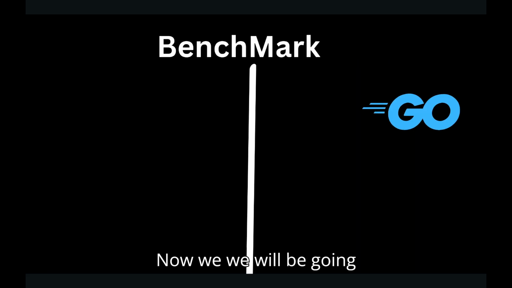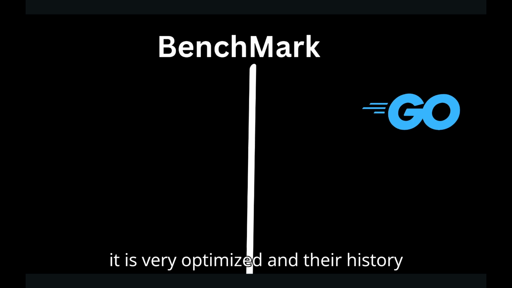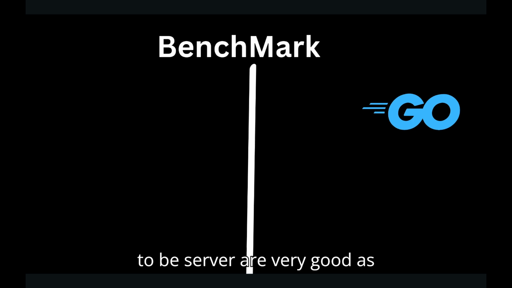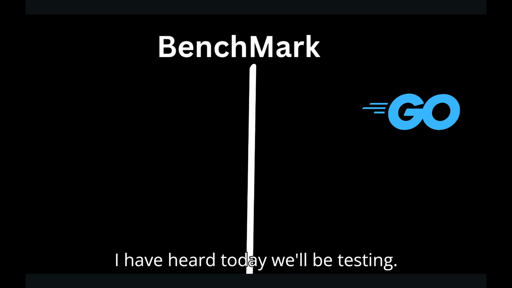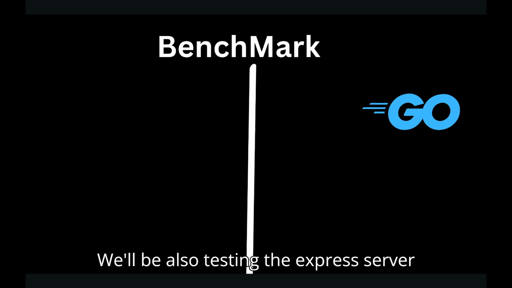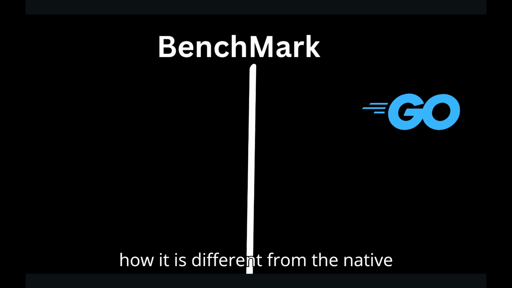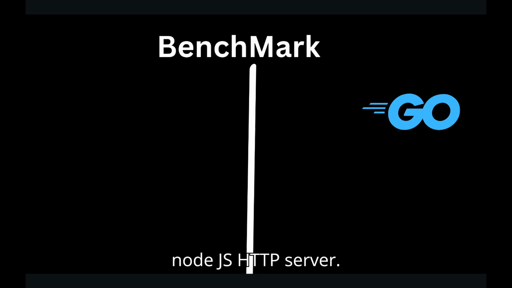Now we are going to test the benchmark of Node.js and Go, but I am also including Bun.js, which is written on top of the Zig language. It is very similar to Go, or it might even be faster than Go, because it is very optimized and its HTTP server is way good, as I have heard. We'll also be testing the Express server and how it differs from the native Node.js HTTP server.